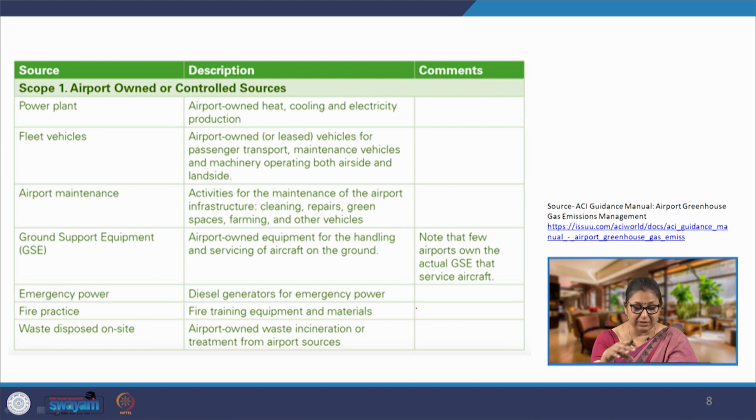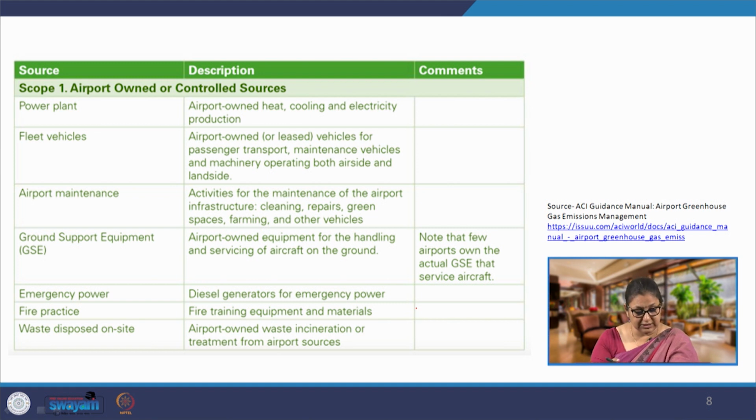The activities for maintenance, for example, cleaning, repairs, the emissions coming from them, and the ground support equipment. So, besides the fleet of vehicles, there is a lot of ground support equipment working there for handling the baggage, for handling passengers, for maintenance, for a lot of other things, servicing the aircraft on ground. The emissions that are happening there, which may not be directly under the control of the airport, but may be owned by the airlines and stationed there at the airport, are also coming under the scope 1 of the airport.